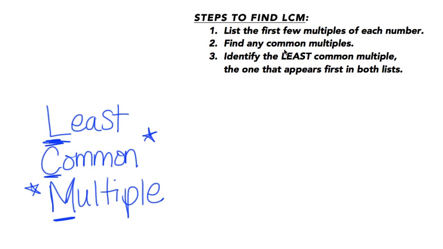Then the second step is to find any common multiples that they both share. And then the third step is to identify the least common multiple, or the one that appears first in both of those lists of multiples. So let's try a problem together.